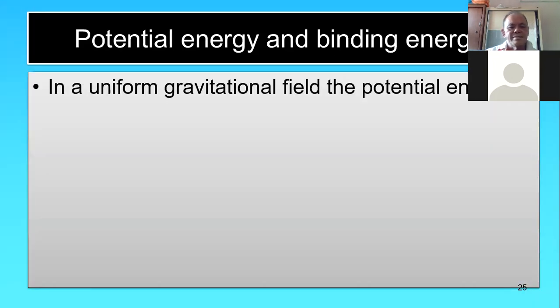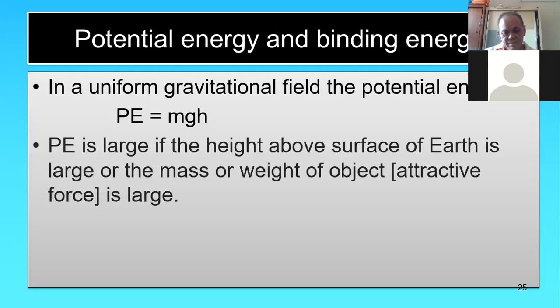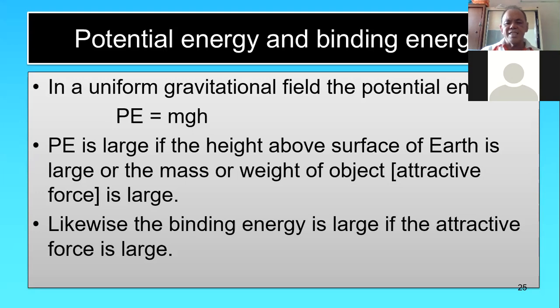Potential energy and binding energy. In a uniform gravitational field, the potential energy is given by mgh. And we know that the potential energy is large if the height above the surface of the Earth is large, or the mass or the weight is large. Likewise, the binding energy is large if the attractive force is large also. Same as the Earth. This is the weight, this is the attractive force. Attractive force is large, potential energy is large.